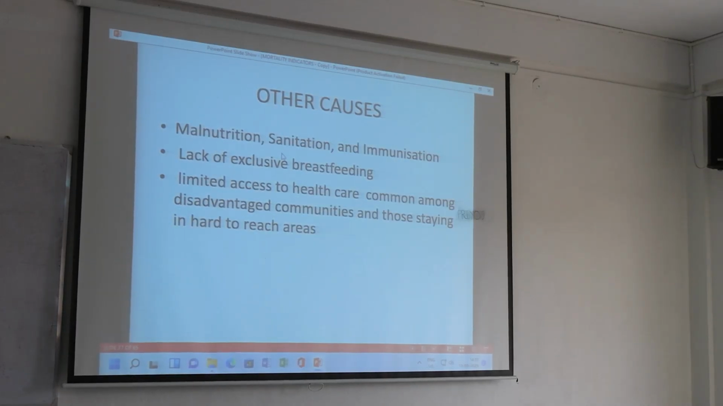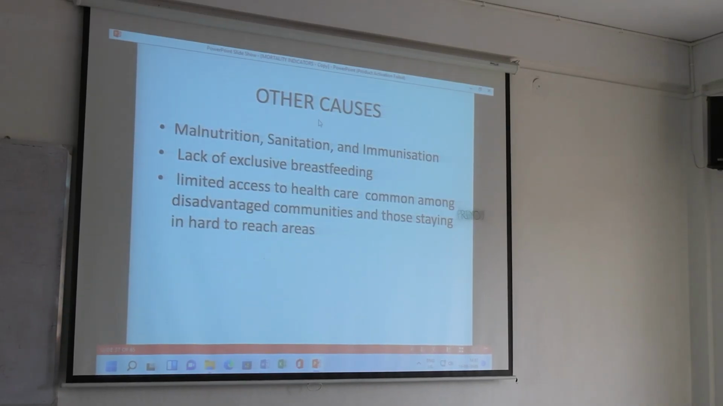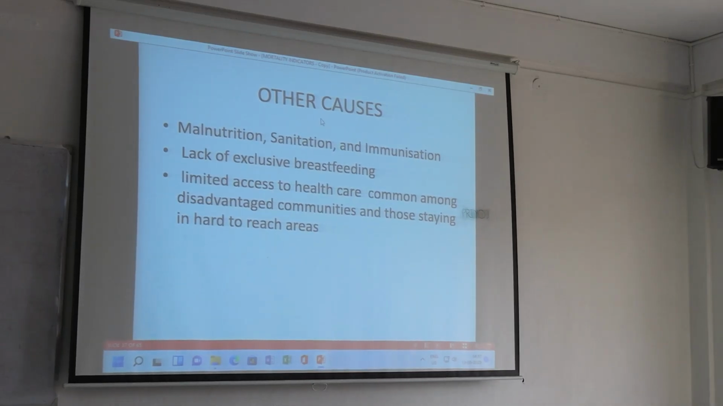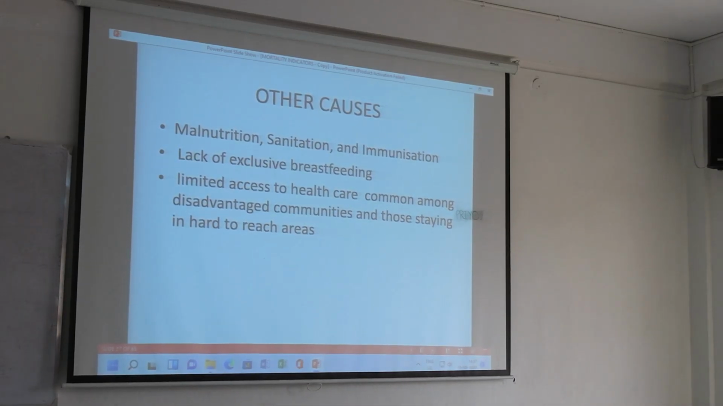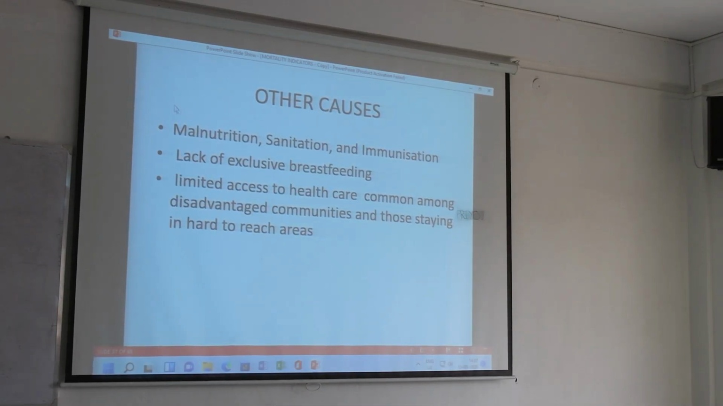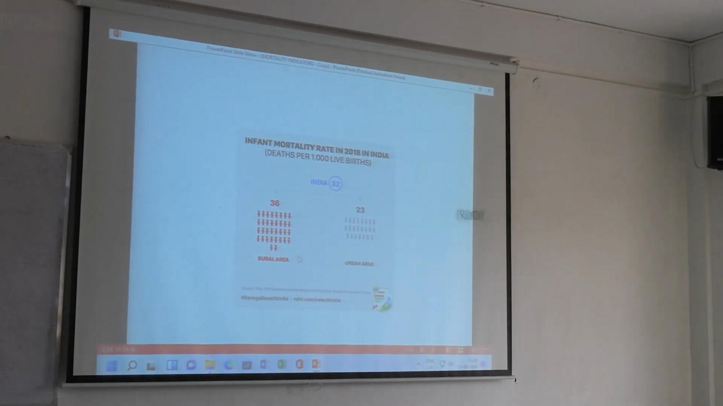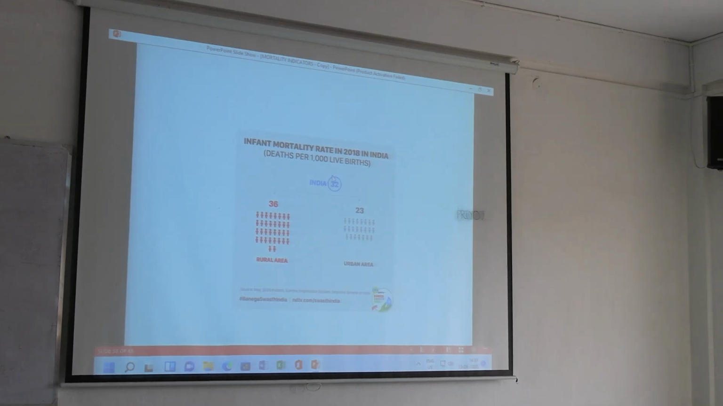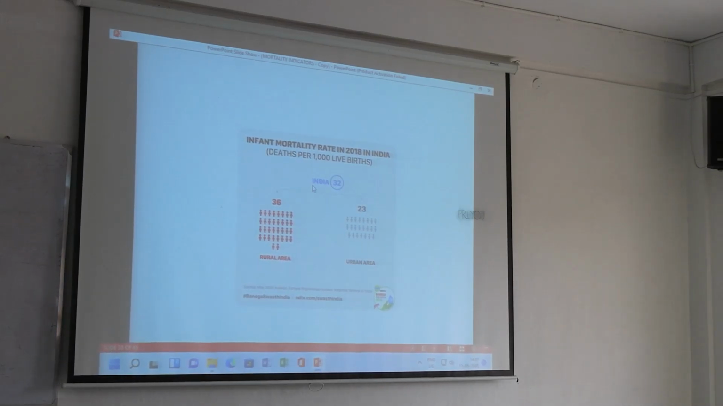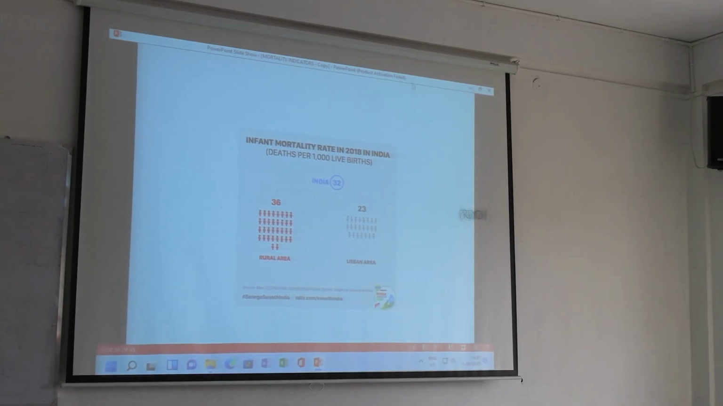Again, other causes are general causes: malnutrition, sanitation, limited access to healthcare, disadvantaged communities, and those staying in hard places. There has been a difference between the rural and the urban area. Urban area is slightly better off. India has a mortality rate of 32; rural area is 36, urban is 28.